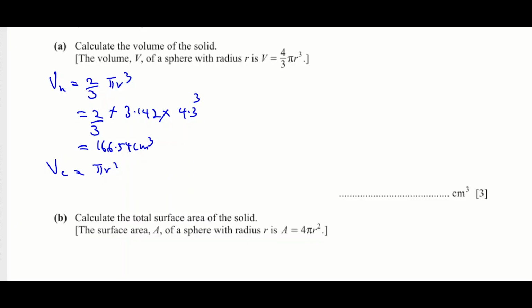Volume of the cylinder will be equal to base area times height. Base area is the area of a circle, pi r squared, times height. So this will be equal to 3.142 times 4.3 squared times the height, which is the length between the top and the bottom. That will be 11.9 centimeters. So this will be equal to 691.34.